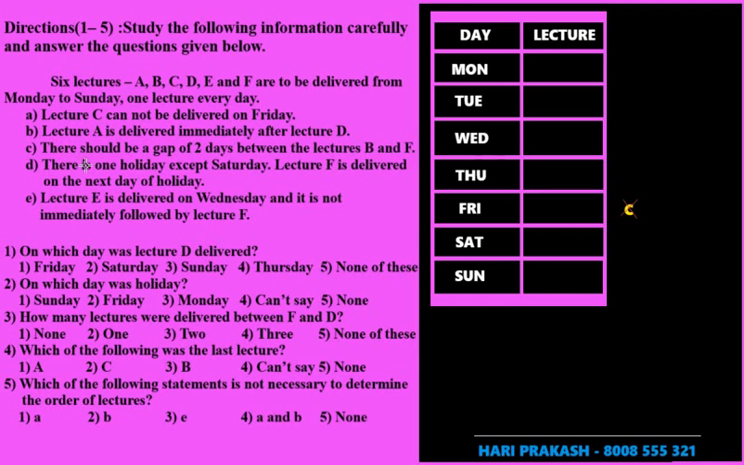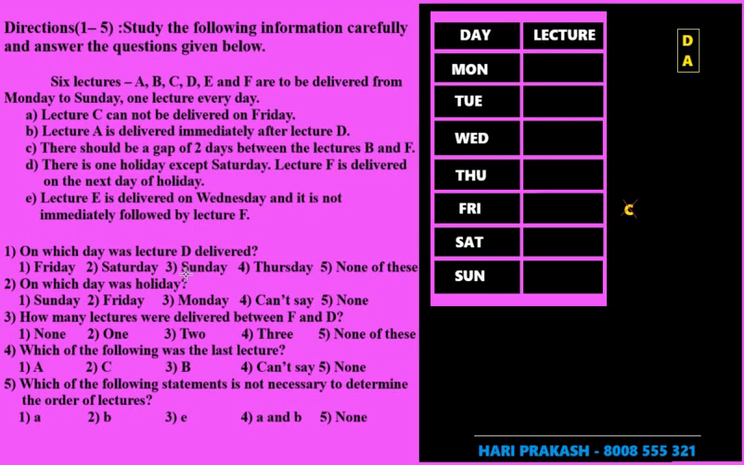Next point. Lecture A is delivered immediately after lecture D. So this is also an indirect point because we can't write inside the table as of now. So let us take it in working notes. Lecture A is there immediately after lecture D, so the order must be DA. These are working notes. After D, immediately A must be there.